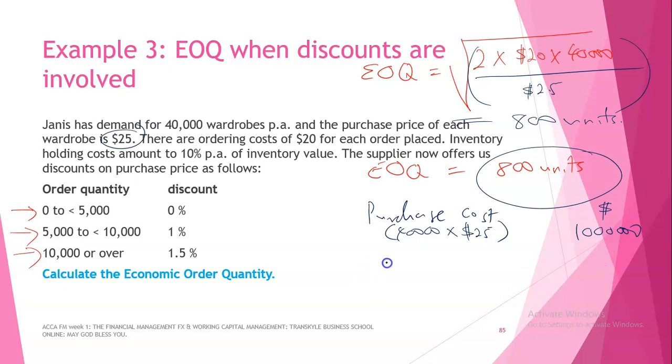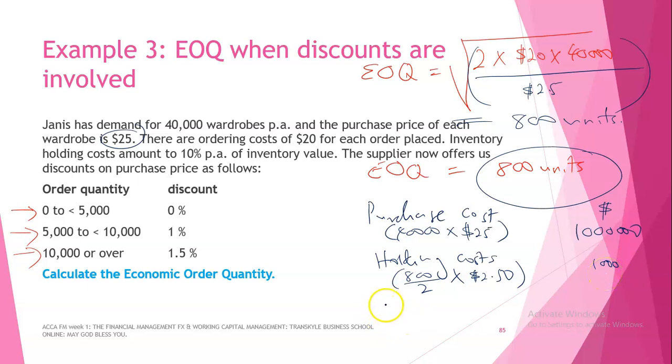All right. And then cost of holding inventory, holding costs. We determined them as $1,000. If you still remember, they were $1,000, where we said that the average inventory was 800 over 2 multiplied by $2.50. If you still remember that computation. And this gives us $1,000.